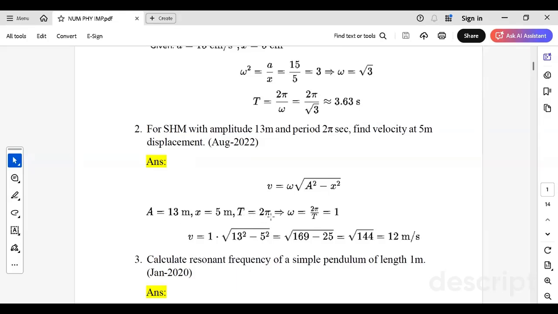T is equal to 2 pi. So we know that omega is equal to 2 pi by T. So T value is 2 pi, and so omega becomes 1. So V is equal to, substituting all the values, you will get 12 meters per second.